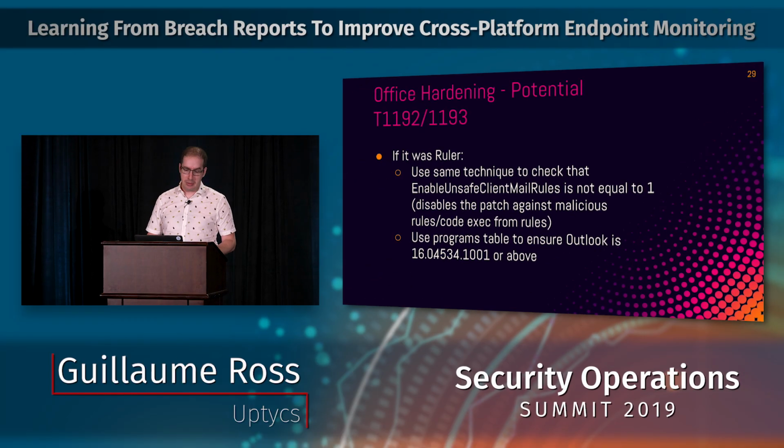And then if it was Ruler, you just do the same thing, but you check the enable unsafe client mail rules value, and that Outlook is a certain version and up to be sure that that patch was installed. Because again, for software inventory, Osquery is amazing because you've got Mac, Red Hat, Ubuntu, Windows. It supports the main packaging features, but on Mac it supports Brew, it supports a lot of stuff that we all have, but that doesn't show up in add remove programs, for example.